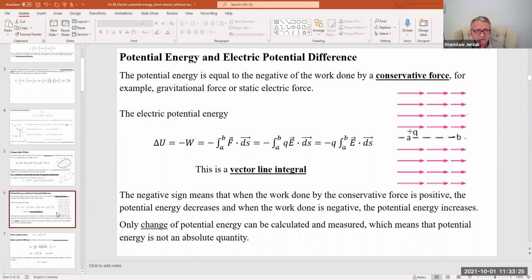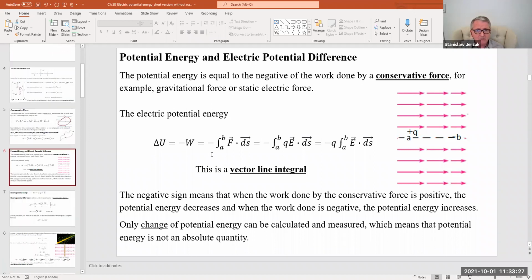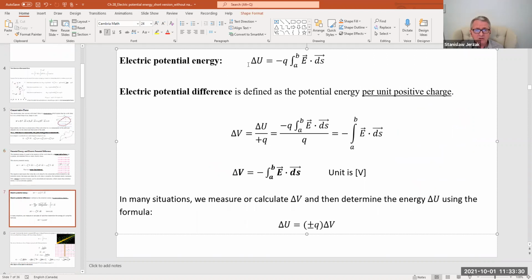And because that change of potential energy of the charge Q depends on the charge Q, it is useful to define a quantity which is independent of the magnitude of the charge. And that quantity which is so useful is called electric potential difference, which we designate by the letter delta V.